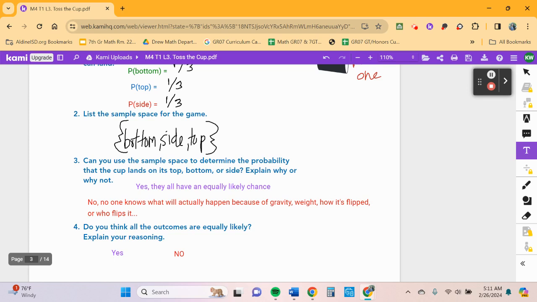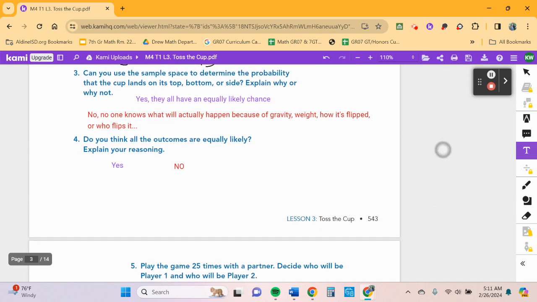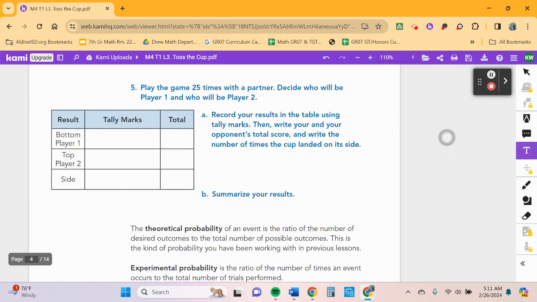And there, of course, are other factors that you may have written down on your paper. Number 4, do you think all outcomes are equally likely? You could have said yes, and don't forget to explain. And you could have said no and explained your reasoning. And it could have been based off of your answer to number 3. So now let's move forward and actually toss this cup.